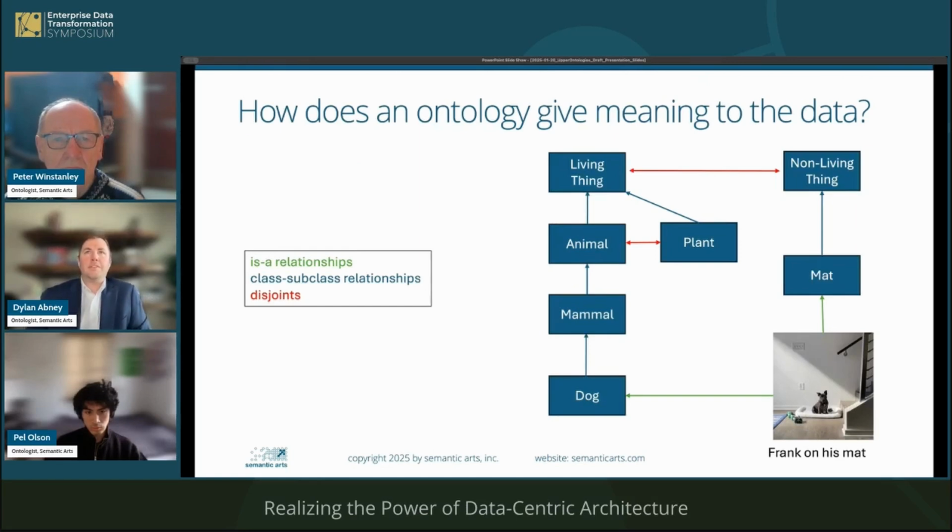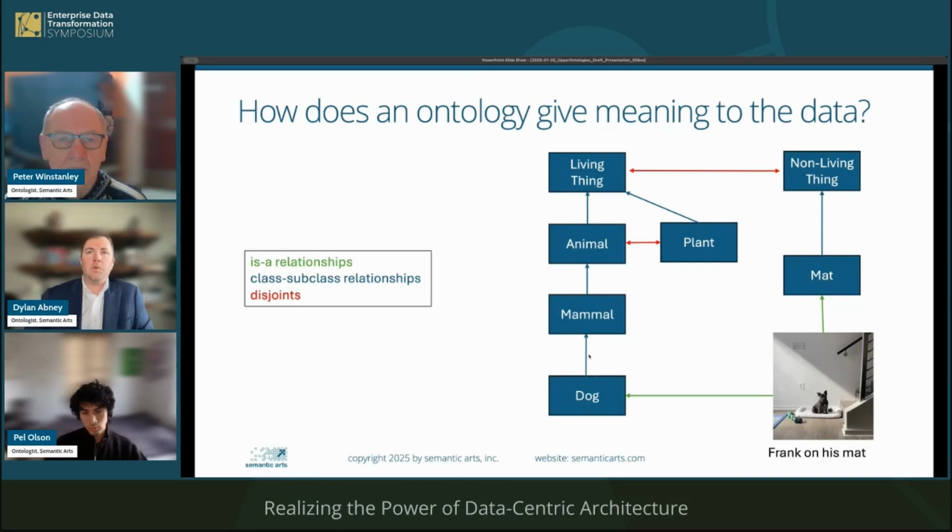And so what does an ontology look like? Here's just a simple example that we could start with. You can see a number of different boxes on the screen here. These all represent different classes or types of things, and they can range from being fairly general or abstract, like living thing or non-living thing, down to things that are more specific, like dog. And you can see represented here different relationships between the classes.